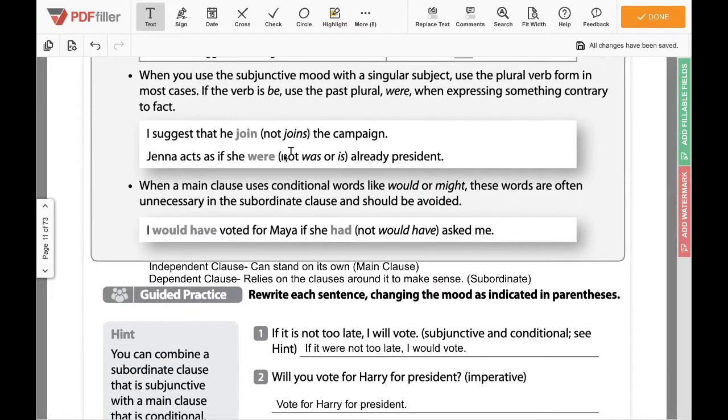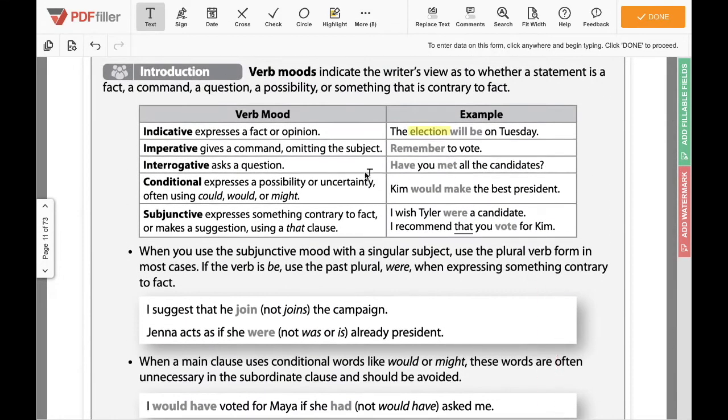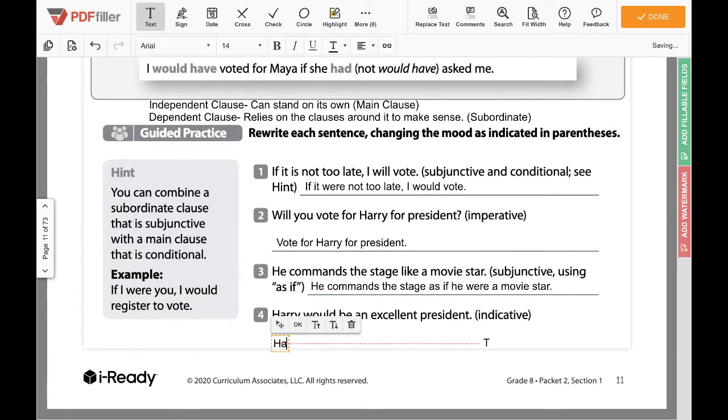Because if we go back up here, it tells us about using were. Jenna acts as if she were already president. We see that same example here. Now we need to do the indicative of Harry would be an excellent president. So indicative expresses a fact. So not the election would be on Tuesday, the election will be on Tuesday. So if we go down here, are we saying Harry would be a great president or Harry should be a president? No, we'd say Harry will be an excellent president.